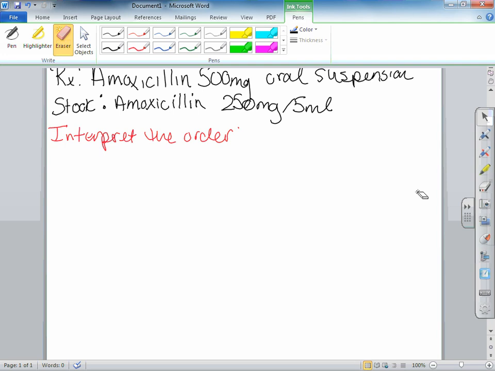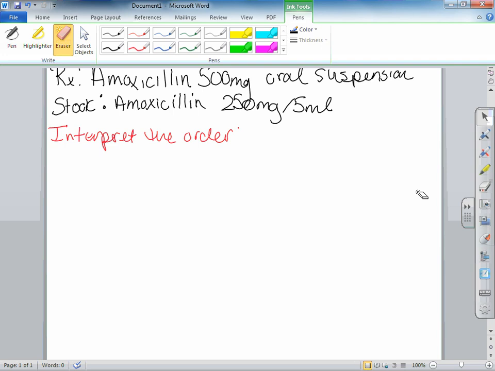All right. Granted, I know it doesn't tell you to interpret the order or provide the prescription label, but as you go through this chapter, it's going to ask for that anyway, so we're going to do it for all our problems, all right? So I've written it out. I've told you that the RX is asking for amoxicillin 500 milligrams oral suspension. It tells you that the stock medication is amoxicillin 250 milligrams per 5 milliliter. They want you to just calculate the dose.